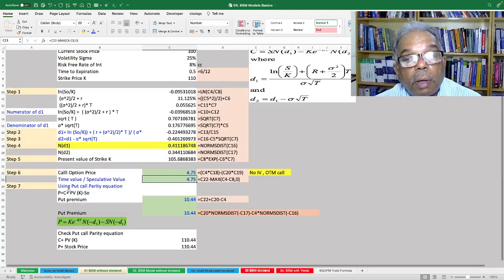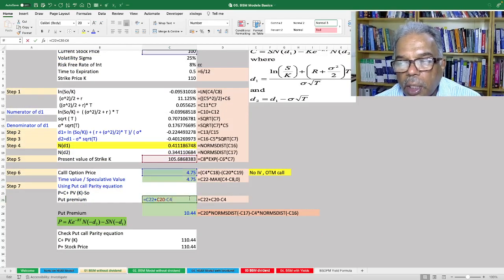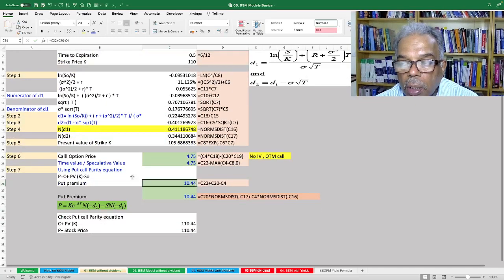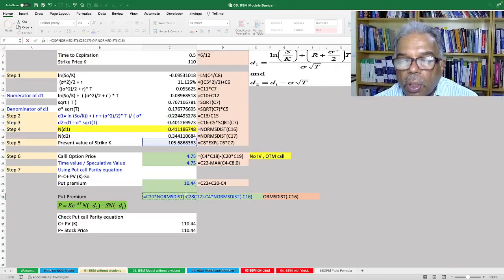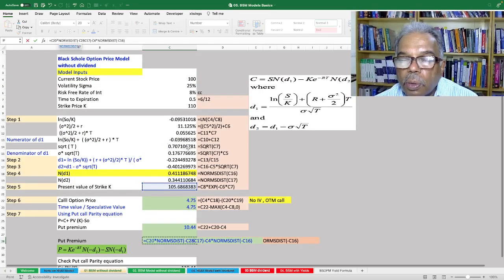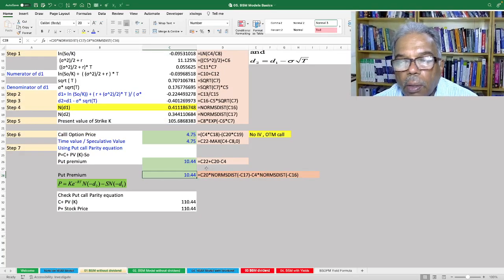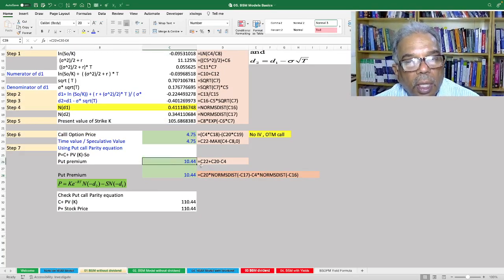The next step is to calculate the put option premium. Either we can use put-call parity: put premium is equal to call plus present value of K minus the current stock price. Or we can use the formula to calculate present value of K into N of minus d2 minus the current stock price into N of minus d1. So you can calculate the put option premium.